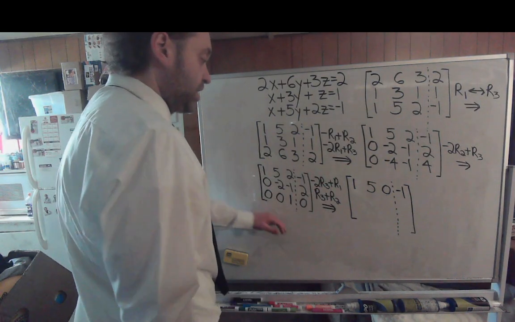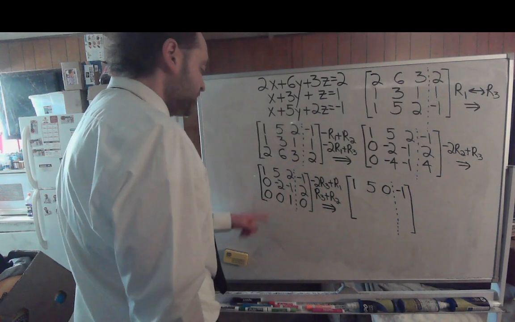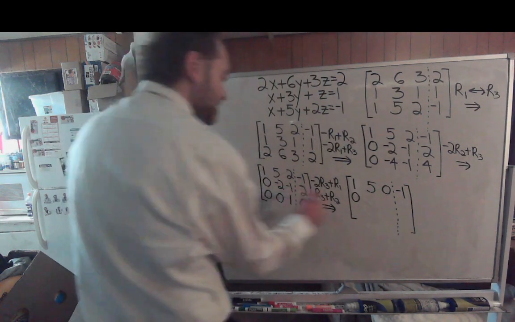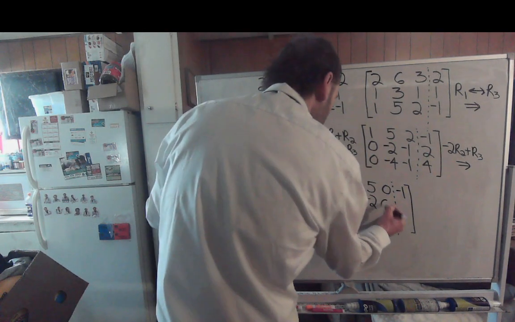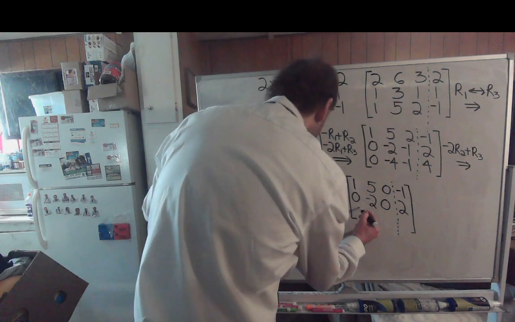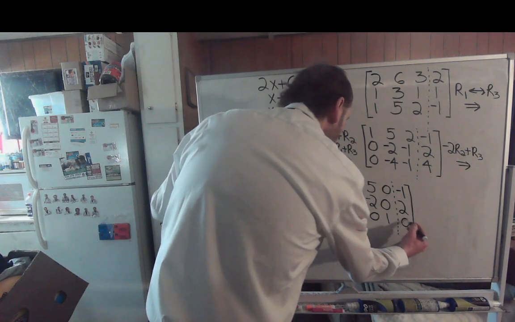Now we're just literally going to add row 3 to row 2 to get rid of the -1 here. 0 plus 0 is still 0. 0 plus -2 is -2, but 1 minus 1 is 0. And then 0 plus 2 is 2. And then, of course, you have 0, 0, 1, 0.